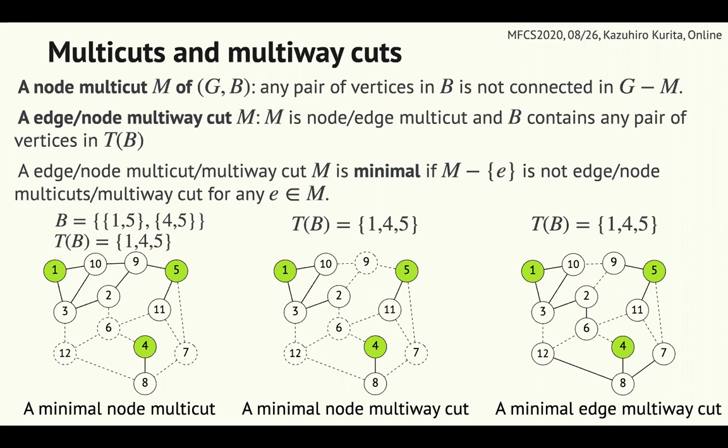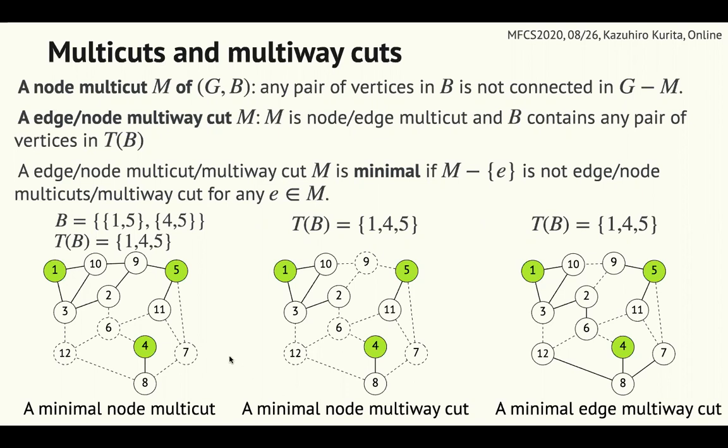Next, a node or edge multiway cut M is a special case of a node or edge multicut. In multiway cut, P contains all pairs u and w of terminals. Moreover, M is called minimal if no proper subset of M is a multicut or multiway cut.